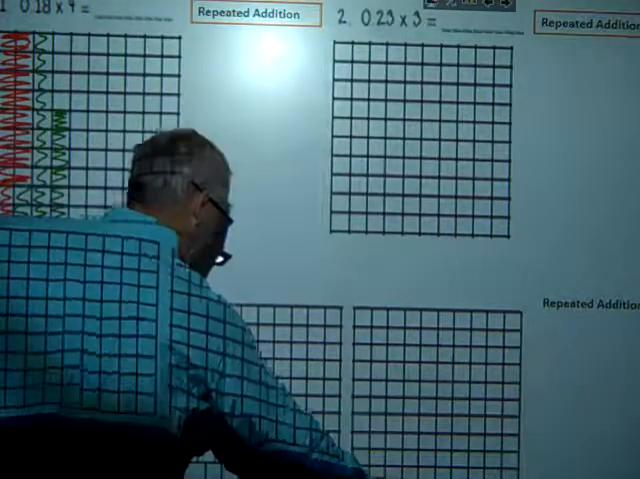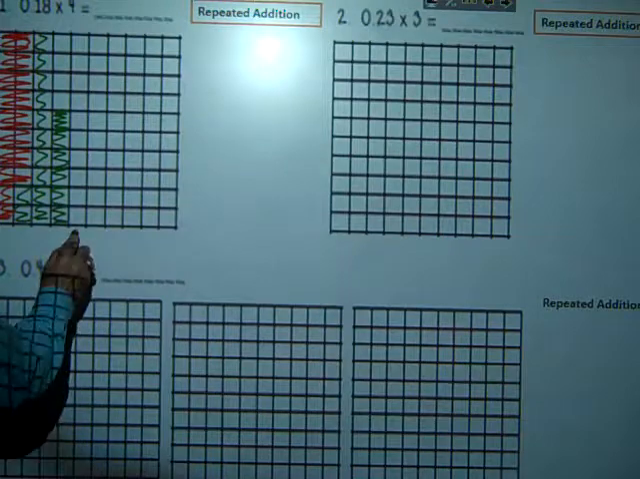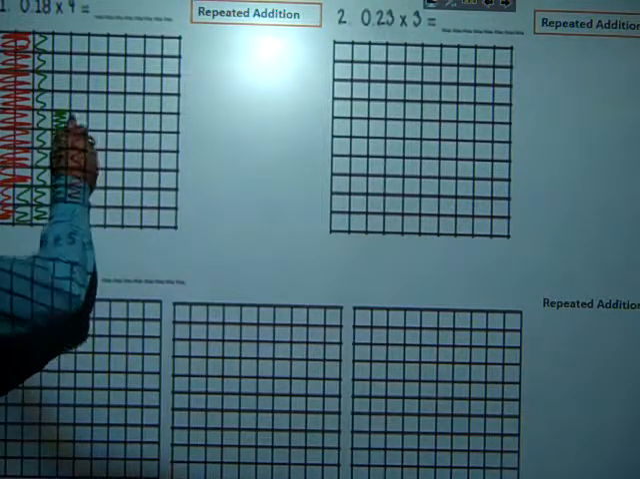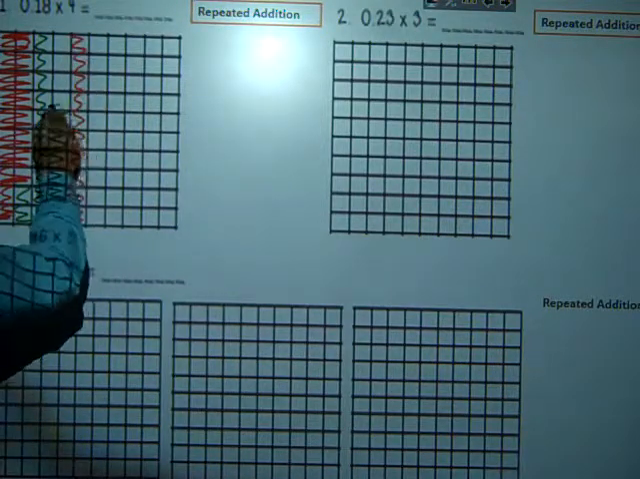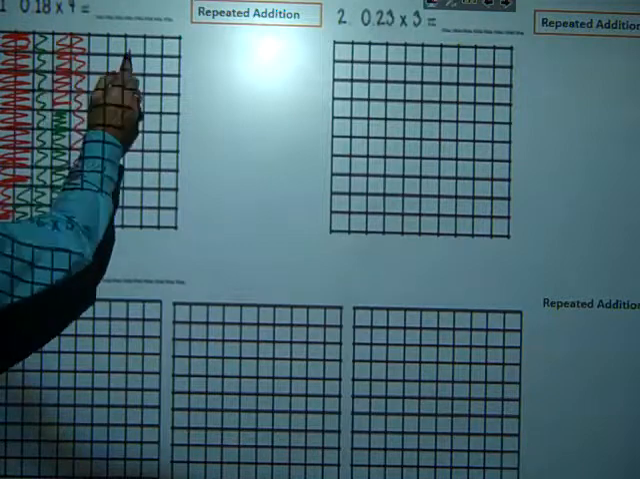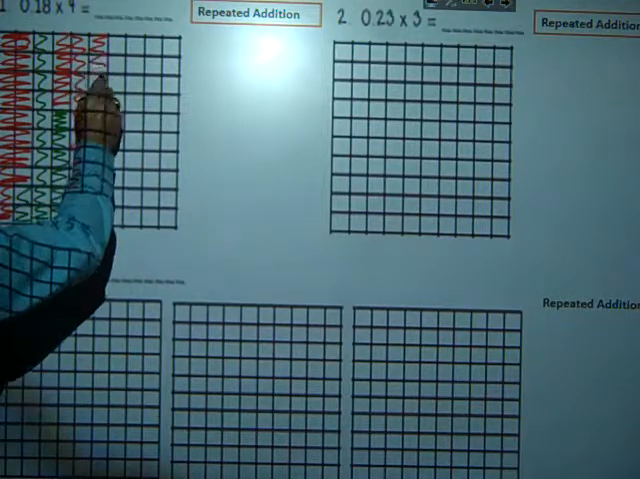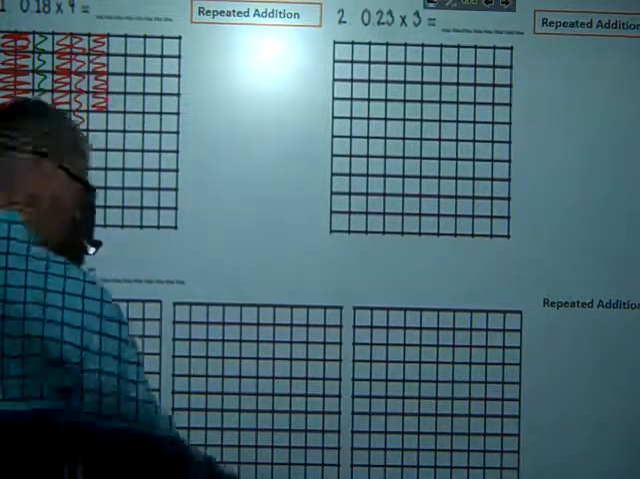That's 2 times. Change your color. Go back to the original color. 18 more. And then the 4th time.